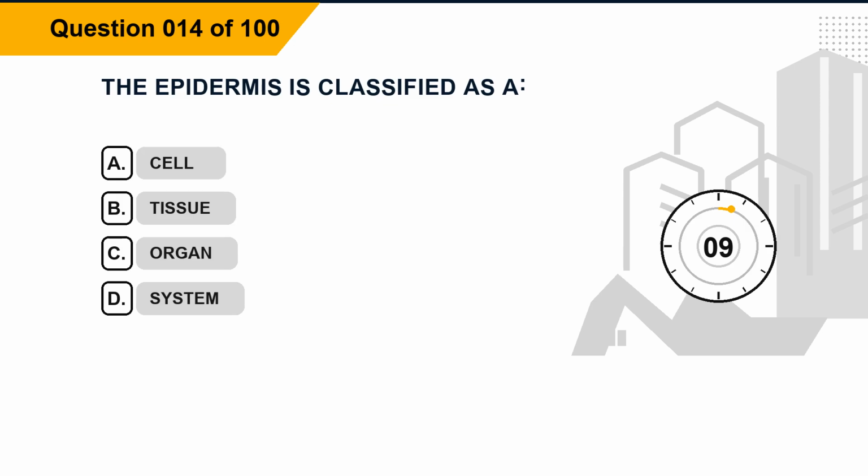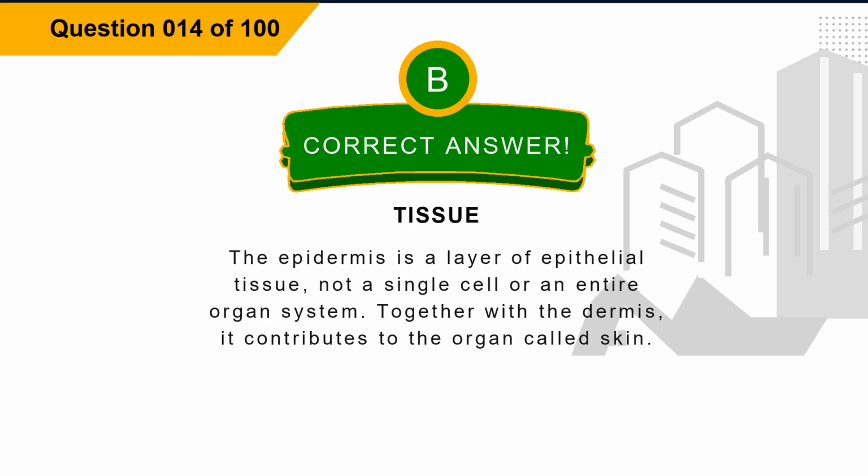Question 14. The epidermis is classified as Option A, cell. Option B, tissue. Option C, organ. Option D, system. The correct answer is option B, tissue. Explanation. The epidermis is a layer of epithelial tissue, not a single cell or an entire organ system. Together with the dermis, it contributes to the organ called skin.